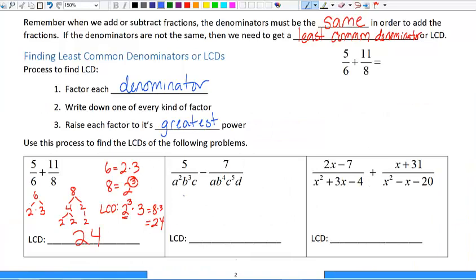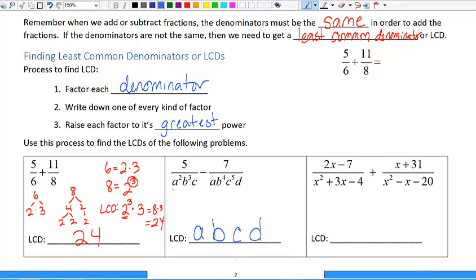Now on the next problem, a squared b cubed c and a b to the fourth c to the fifth d, all of those are already factored out, okay? Like on 6, we had to break that down to 2 times 3, but there's nothing else we can break down here. So my LCD is going to be one of each factor, A, B, C, and D. That's step 2 because there is no factoring to be done in step 1. Step 3 says raise each factor to its greatest power.